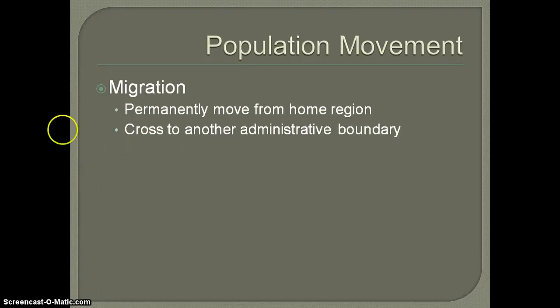And to be a little more specific, the idea is that they need to cross some sort of administrative boundary from where they were to the next place. So when we think about migration, it is a permanent movement of a person to another place, and they need to cross an administrative boundary.